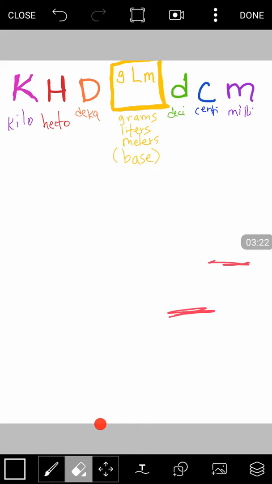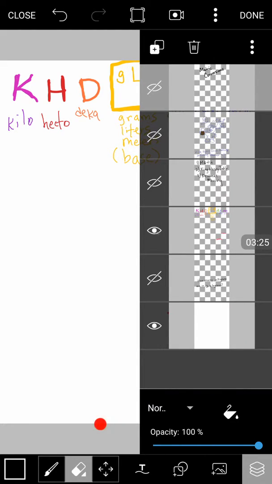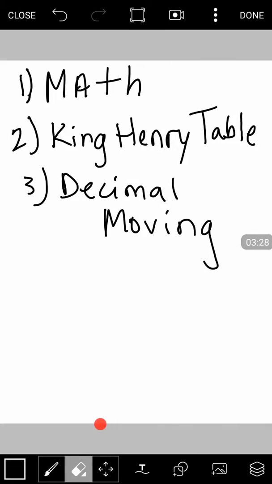Now there are 3 ways really quickly I'm going to show you to use this table. Number 1, which is the hardest, we can use math. Math isn't hard, but out of the 3, this one is the hardest. Well, do I even feel like doing this one? Yeah, I guess I'll show you really quick. Then we have version 2 or trick 2, which I call the King Henry table. And then we have trick number 3, which is the easiest, and that's just decimal moving.